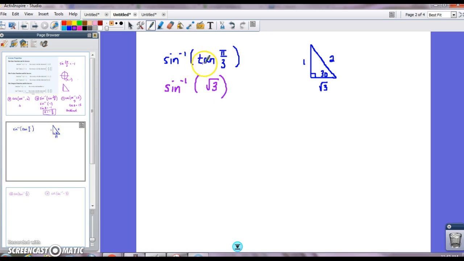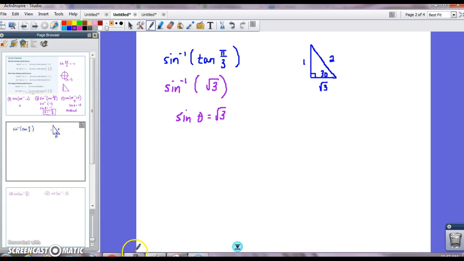So when you have a composition of two different trig functions together, you want to start on the inside and work your way out of the problem. Okay, so tangent of pi over 3 is just root 3. And so now this is just a very straightforward problem. I'm saying the sine of what angle is root 3. And if I look at my triangle, the angle whose sine is root 3, well, oh, that's kind of hard to figure out there, isn't it? I don't really know what angle has a sine of root 3, so it doesn't necessarily apply to this triangle, does it? So what I'm going to need to do is do that in my calculator.